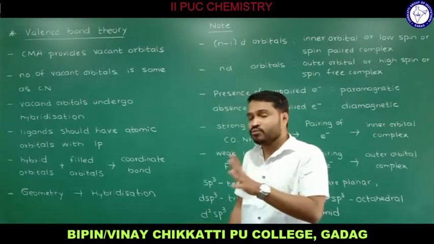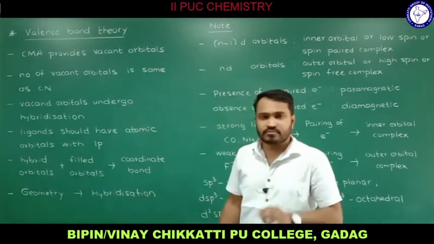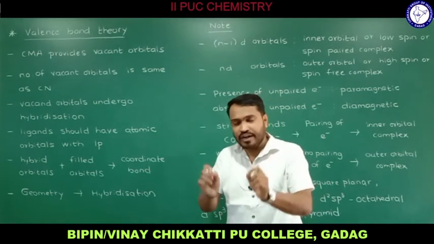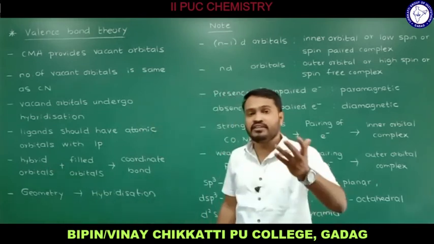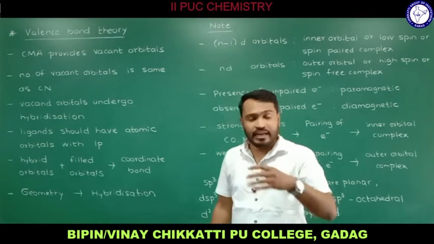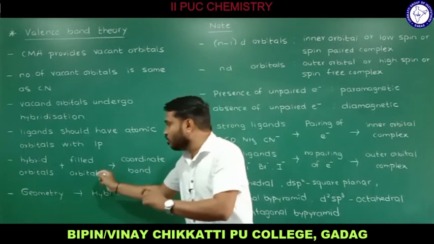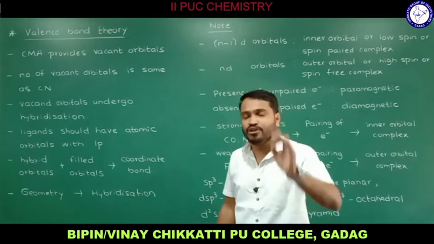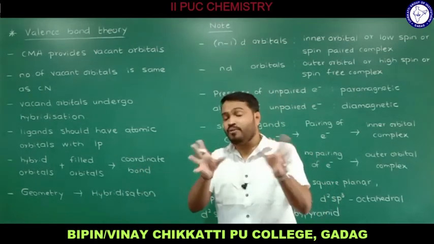So how is the coordinate bond actually formed? In a very simple manner I have written. The central metal atom provides vacant orbitals. They undergo intermixing to provide hybrid orbitals. So these hybrid orbitals of a central metal atom overlap with the filled orbitals of the ligand. The ligand has atomic orbitals filled with lone pair of electrons. So these filled orbitals of the ligand are supposed to overlap with the hybrid orbitals of a central metal atom, so that the coordination bond is going to be formed. We get a coordination bond, and a complex is going to be formed.